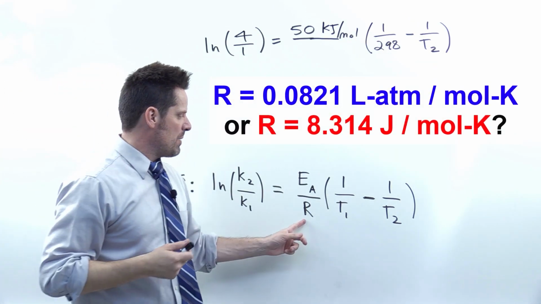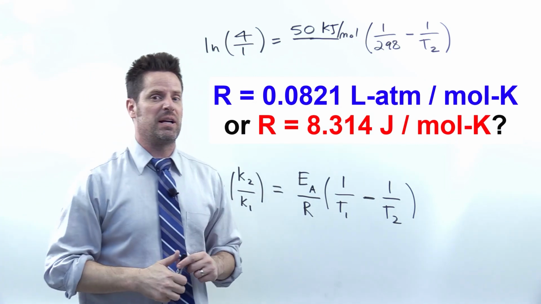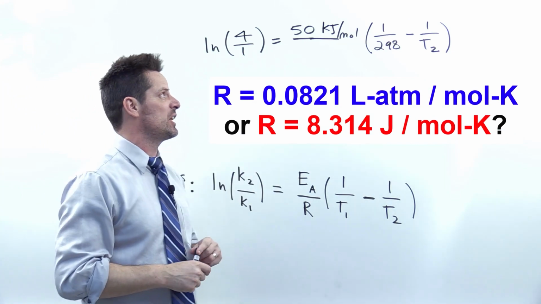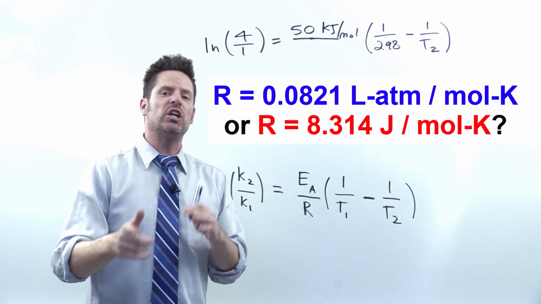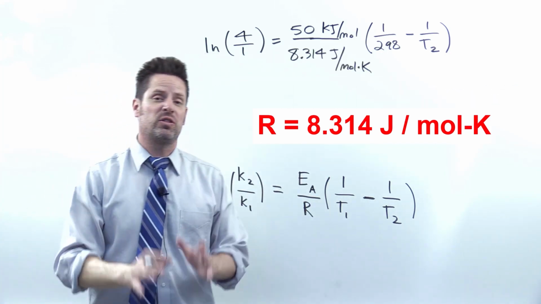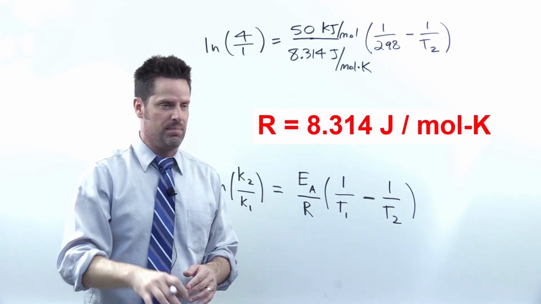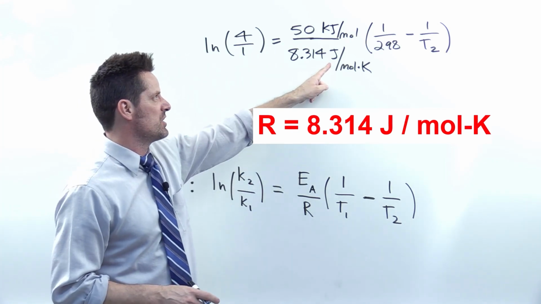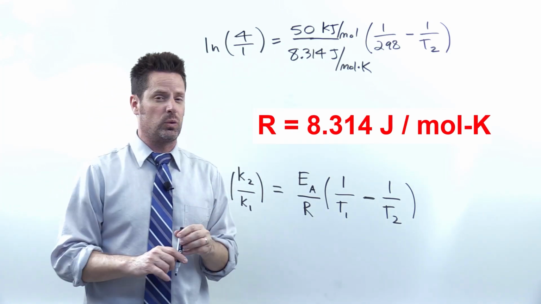Now, what value of R do I put here? Well, as it turns out, in this case, because we're dealing with energy, specifically activation energy in units of kilojoules, the version of R that I'm going to use, the ideal gas constant, is going to be this one right here, 8.314 joules per mole Kelvin. And the giveaway, of course, is the fact that I have joules here and kilojoules up there. I need energies to relate to one another.